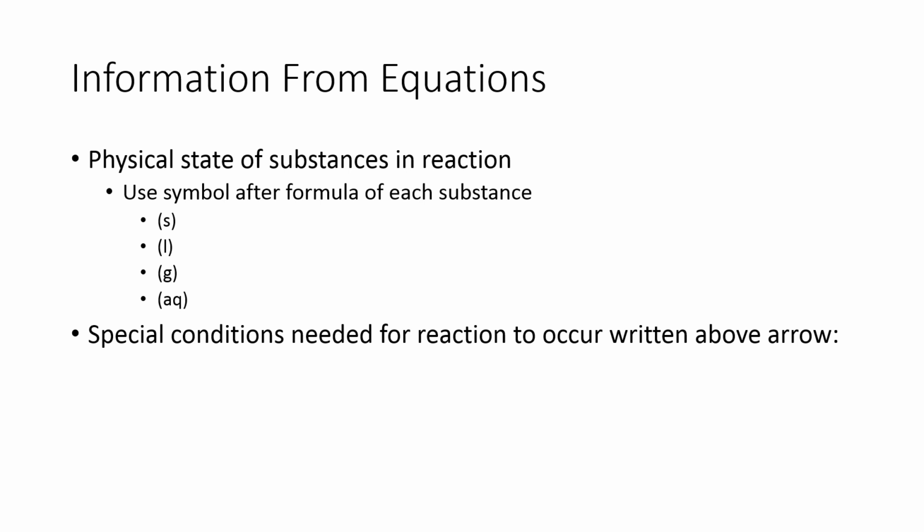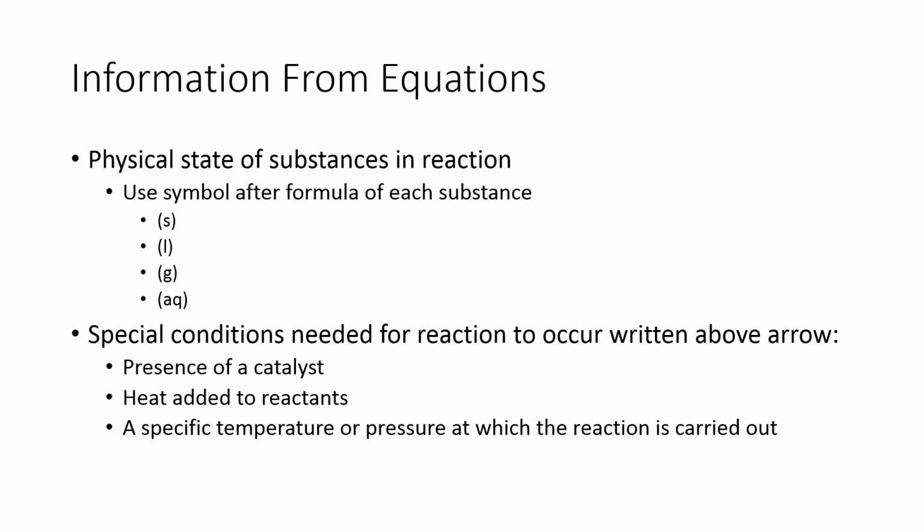You might also see any special conditions needed for the reaction to occur. These will actually be above the arrow. These will include if there is a catalyst present, the formula of the catalyst is written above the arrow. If heat is added to the reactants, it might have a delta H above the arrow. Or if the reaction needs to occur at a specific temperature or pressure, that will also be above the arrow.